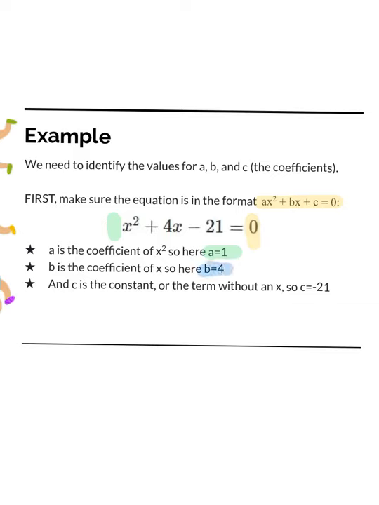Then we have B, so we're going to look for B. B is going to be the number in front of x. Here it's 4. Last one, C, is going to be the number hanging out by itself, but it's not just 21. Don't forget the sign. C is negative 21. That's the first step.